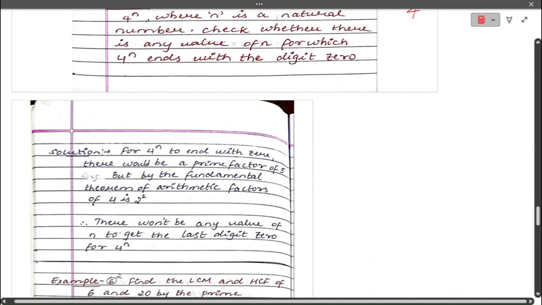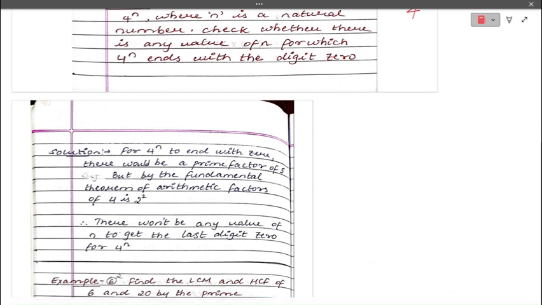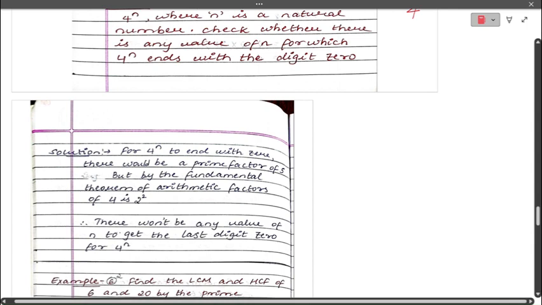That's what it says. For 4 to the power of n to end with a 0, there should be a prime factor of 5. But what does the fundamental theorem of arithmetic tell us? 4 can be expressed as 2 squared, 2 into 2, right? So we are not getting a factor of 5 over here. Henceforth, there won't be any value for n to get the last digit 0 for 4 to the power of n. Henceforth, for no values of n is this possible. The above statement holds good for no values of n.